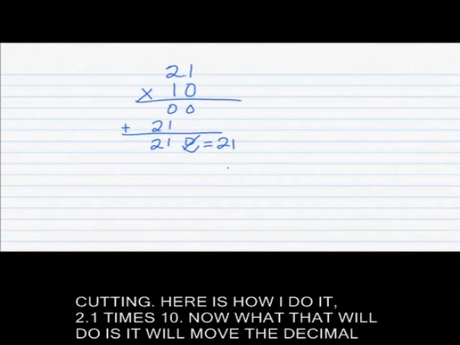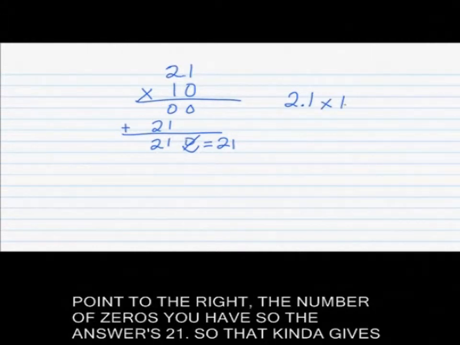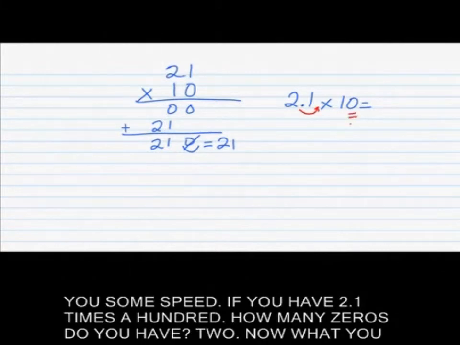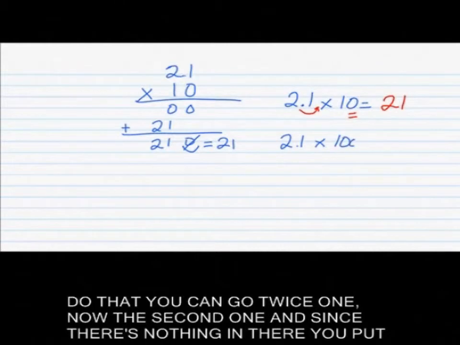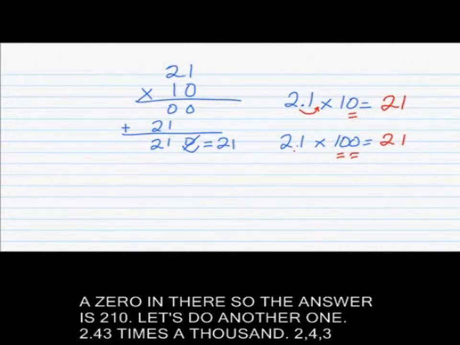That's one way, but I recommend that you kind of start shortcutting. Here is how I do it. 2.1 times 10. Now what that will do is, it will move the decimal point to the right, the number of zeros you have, so the answer is 21. So that kind of gives you some speed. If you have 2.1 times 100, how many zeros do you have? 2. Now what you do, that you can go twice, 1. Now the second one, and since there's nothing in there, you put a 0 in there, so the answer is 210.